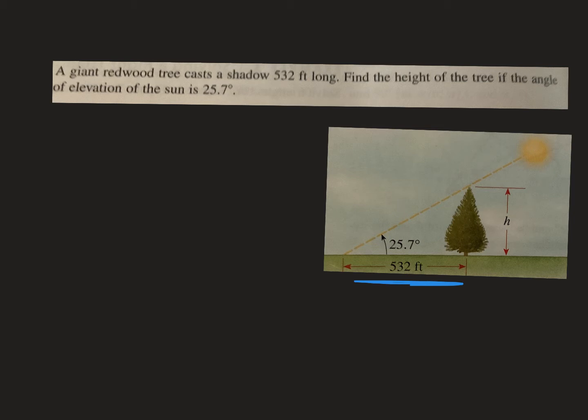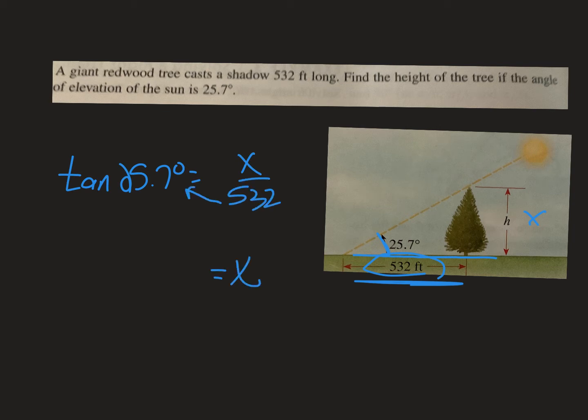Now, in this case, the ground is the horizontal. There's your angle of elevation. So I know this side, which is adjacent to the 25.7. I'm looking for the opposite side. So I'm thinking opposite, adjacent, that's tangent, right? So tangent of the angle, 25.7 degrees, equals opposite over adjacent. All I'm going to do is take my calculator and punch in 532 times tangent 25.7. Make sure your calculator's in degree mode.